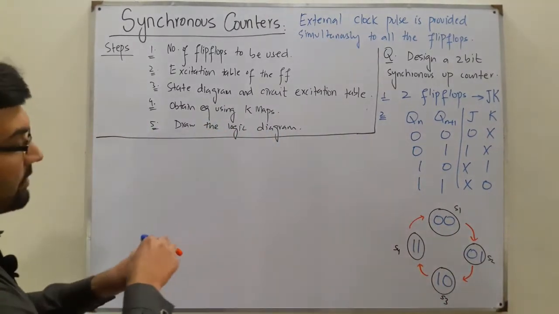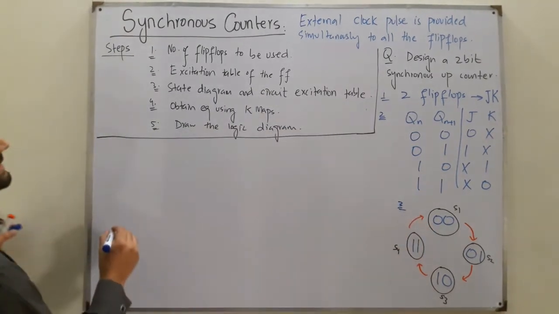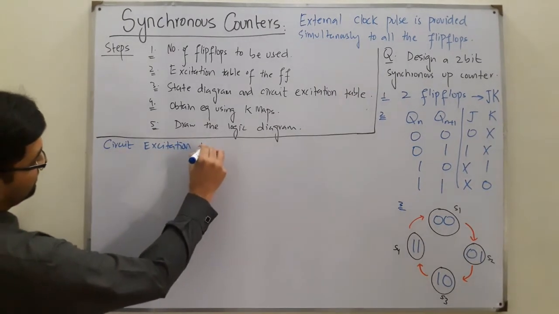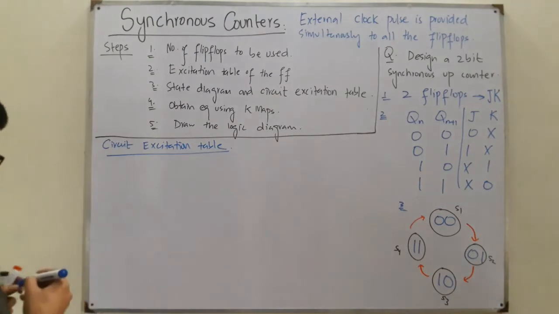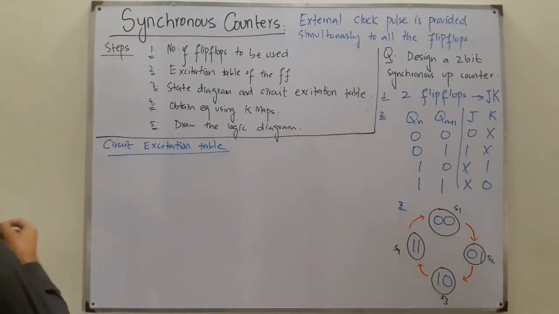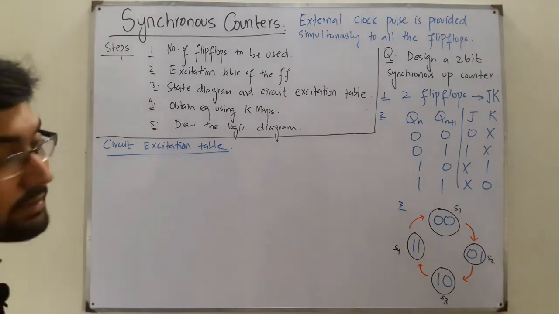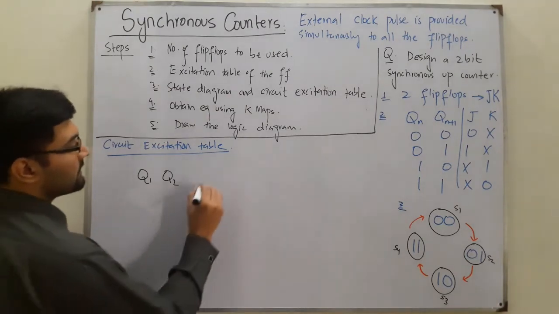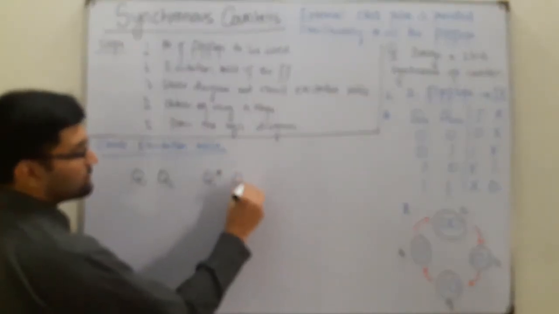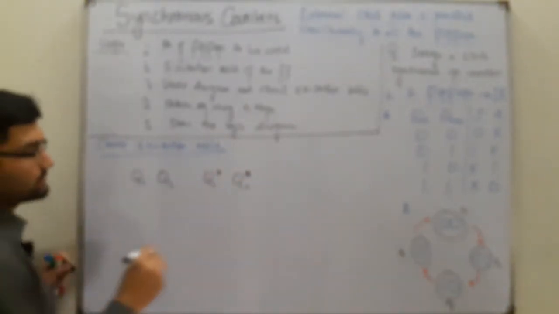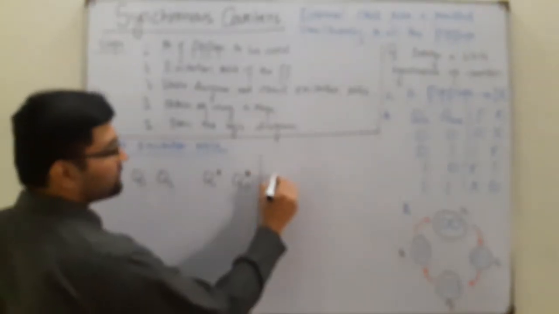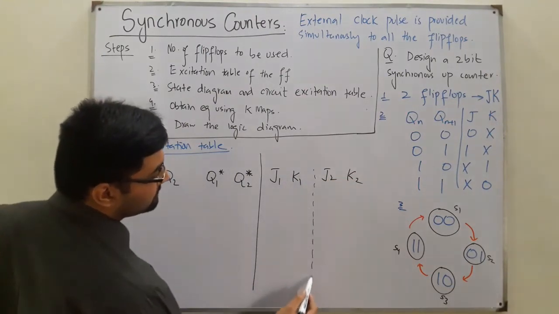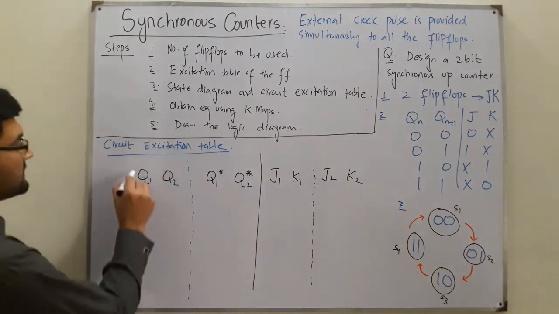Now, this is the third step. The circuit excitation table. So, this is something new for you guys. What do you have in this? You have the present state, you have the next states, and you have the inputs. So let's say you have a 2-bit counter. This is Q1, Q2, the present state. Q1 star and Q2 star are the next states. And depending on these, you have the inputs of the flip-flops, that are J1, K1, J2, K2. Now these are what? These are the present states.